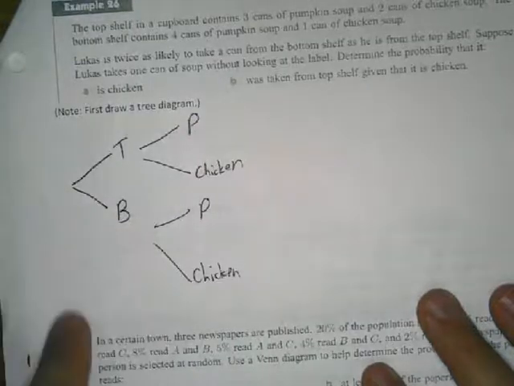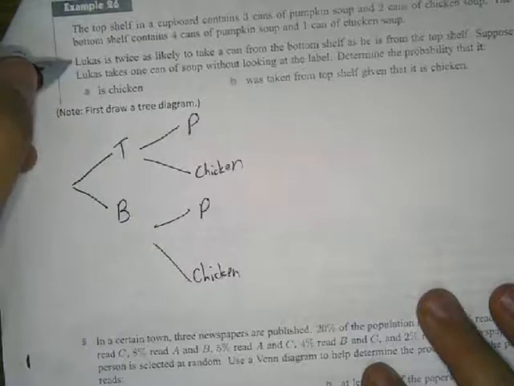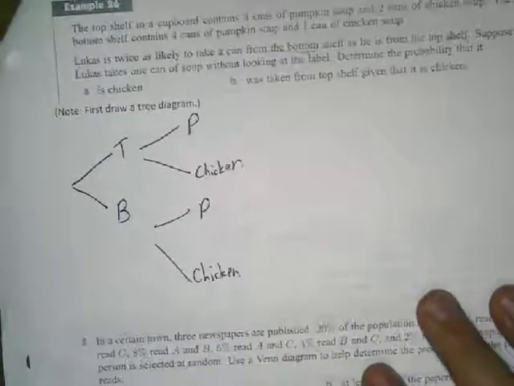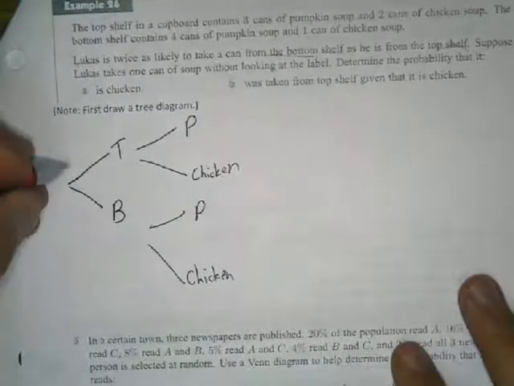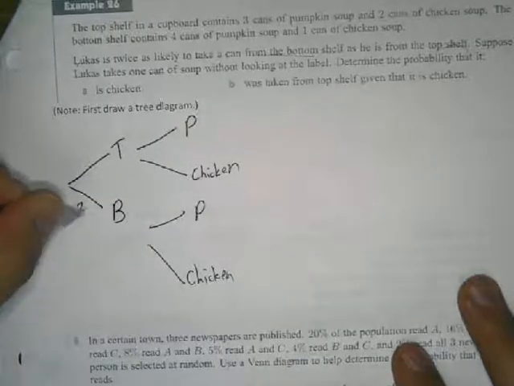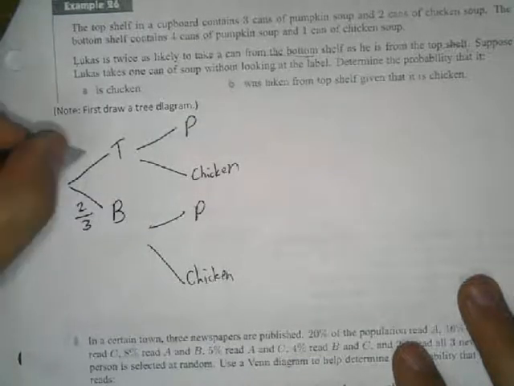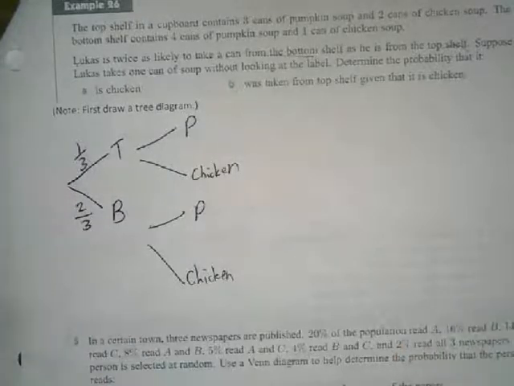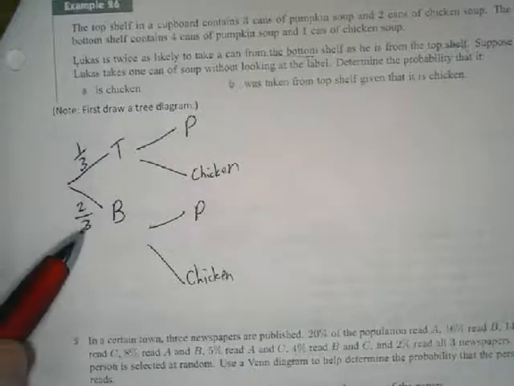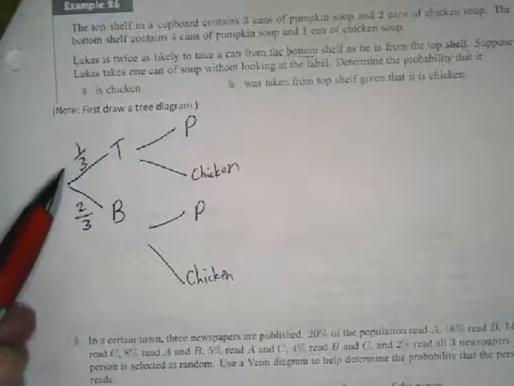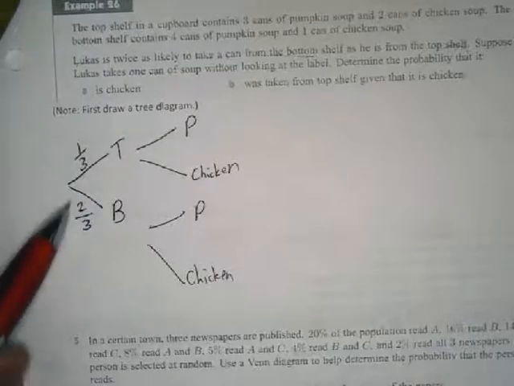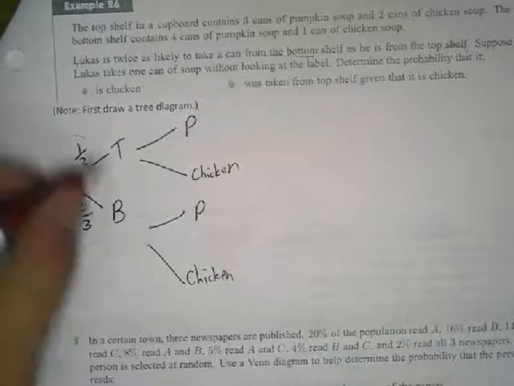Okay, so the first thing I'm going to look at is Luca is twice as likely to get a can from the bottom shelf as he is from the top shelf. So if he's twice as likely, then I'm going to write 2 out of 3 here, and this is going to be 1 out of 3. If he said he was equally likely, I would have written a half and a half. If he said there was a quarter chance of being on the top, then I would have written 1/4, and here I would have written 3/4. Remember, these fractions always add up to 1.